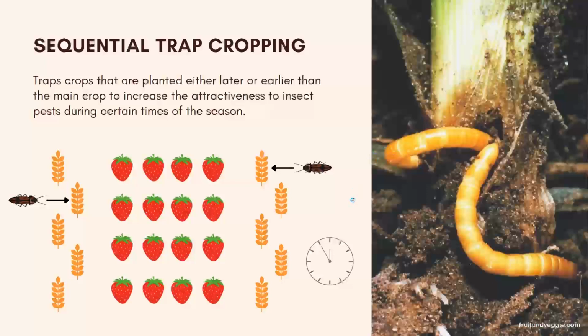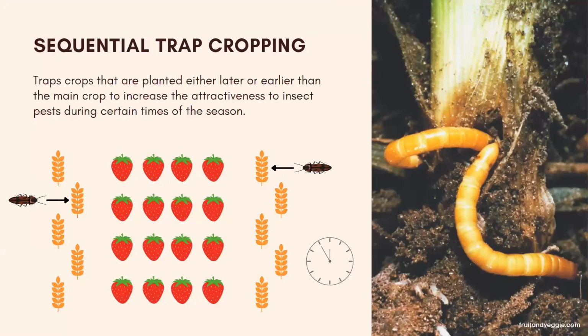So the next one's a little more complicated. This is sequential trap cropping. So trap crops that are planted either later or earlier than the main crop to increase the attractiveness to insect pests during certain times of the season.